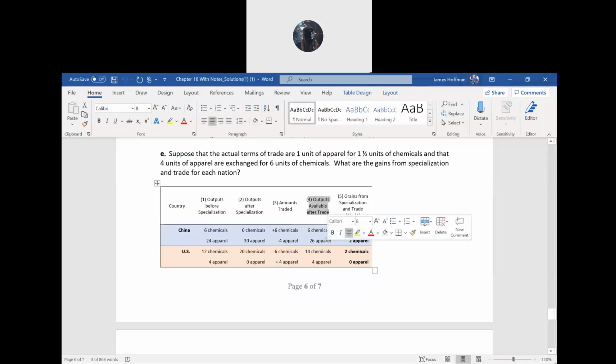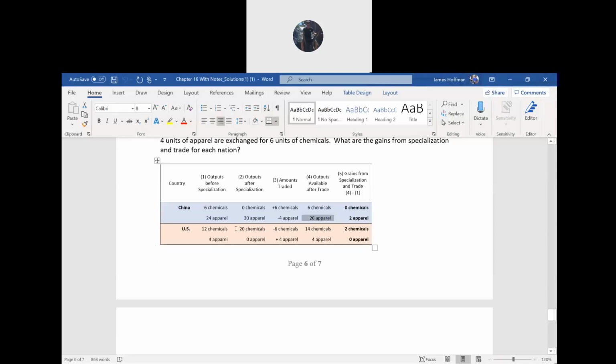All right, then what are the outputs after specialization and trade? So here, 0 plus 6 is 6 chemicals, and 30 minus 4 is 26 apparel, okay? And for this one, 20 minus 6 is 14 chemicals, and 0 plus 4 is 4 apparel.